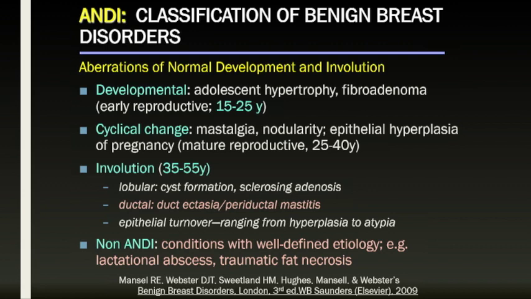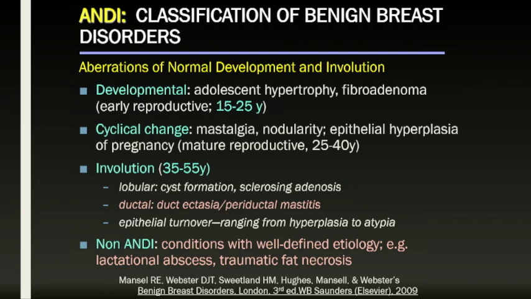It's now in its third edition, published by Elsevier in 2009. It's Mansel and Webster, Benign Breast Disorders. And a classification of benign breast disorders was presented with an acronym, ANDI, whose letters stand for aberrations of normal development and involution. And this classification takes you throughout life.